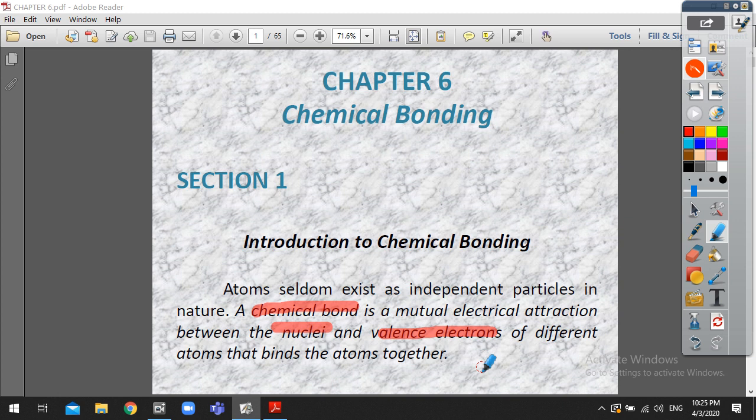And why do the valence electrons attract? Because only the outermost energy level electrons can be shared, lost, or gained. Because of that, nuclei attract the other atom's valence electrons. So we can define a chemical bond as the attraction between the nuclei and the valence electrons of different atoms.